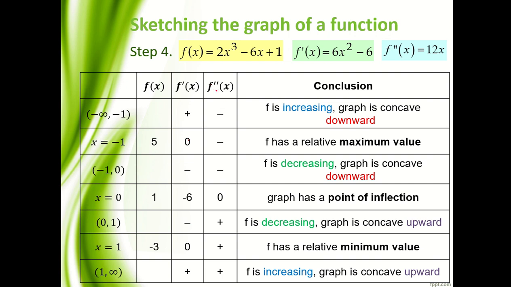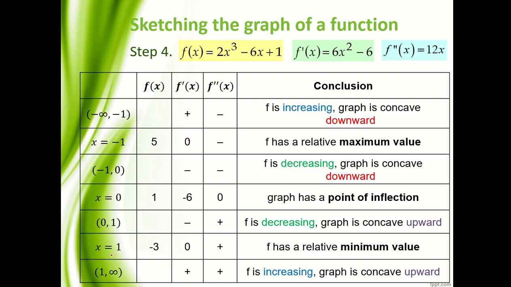But if you solve for f double prime of x for that value of x, it gives us a positive. Positive means that the graph is concave upward. Okay, so the graph is concave upward.